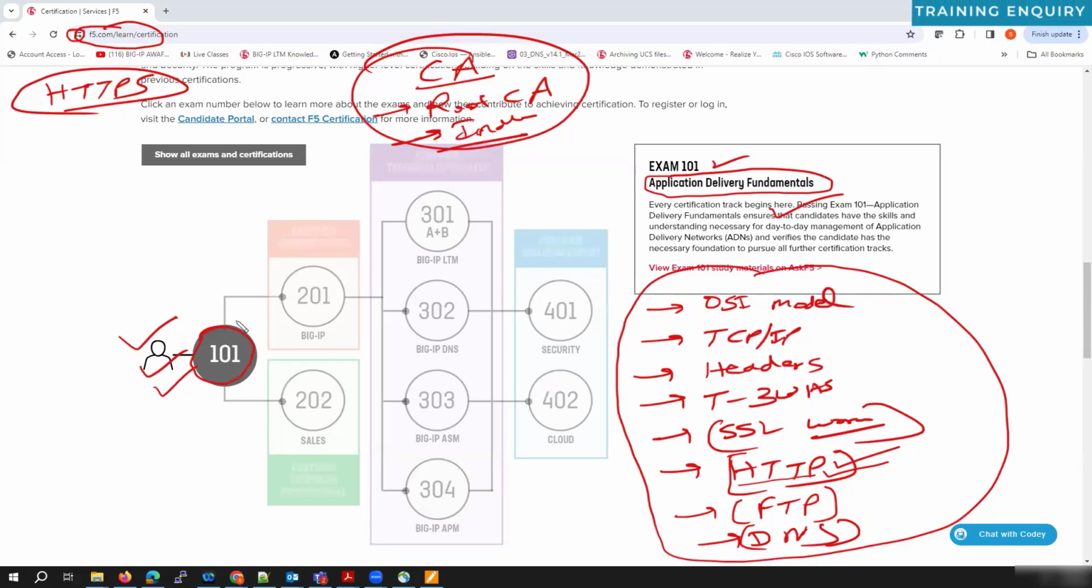When I say nothing into much details, I'm referencing the F5 technology. They do not cover F5 technology in details here. They just expect you to have some basic knowledge around the F5 BIG-IPs as well as F5 LTM during this 101 exam. So if you have that kind of knowledge, you can easily take on this exam 101.